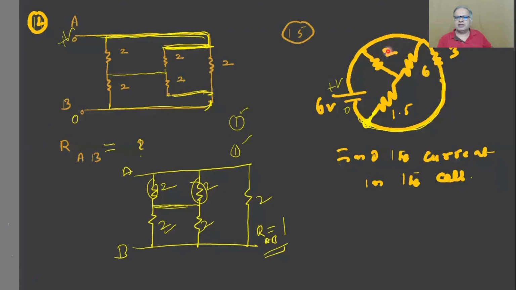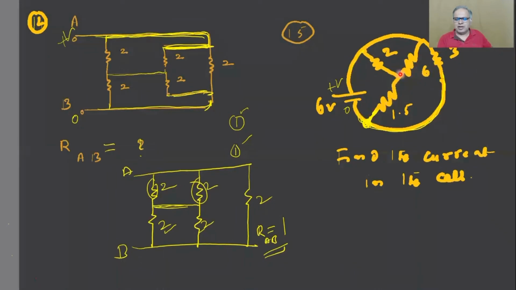Can you see that? Yes, sir. This 2 and 6 in that case are in parallel. So 6 and 2 in parallel will be how much? 6 into 2 by 6 plus 2, 12 by 8. How much is that? 3 by 2, that is 1.5. Are 1.5 and 1.5 in series? Yes, sir.